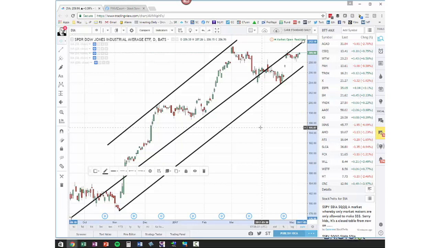Doesn't mean we'll get it. All sorts of things can happen. All the rules that we use in technical analysis don't give us hard and fast rules. They give us probabilities, and that's about all we have to go with. Okay, so that's a trend line on the upside.